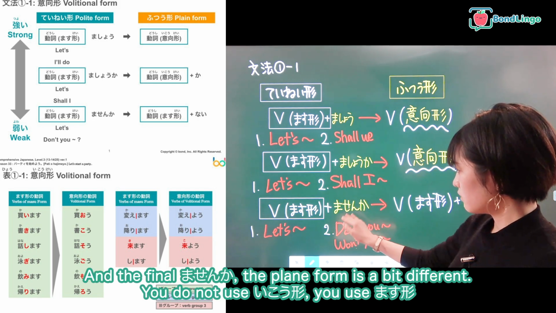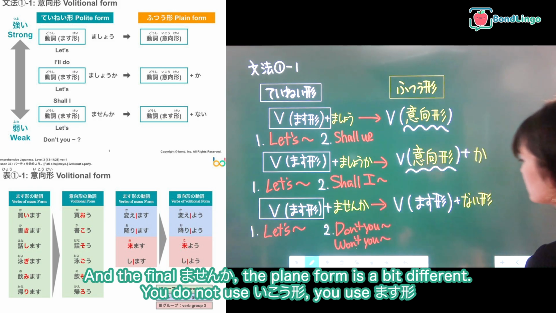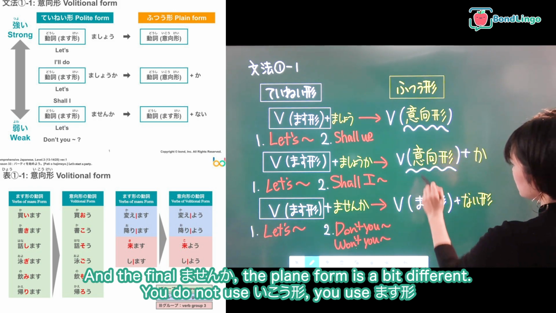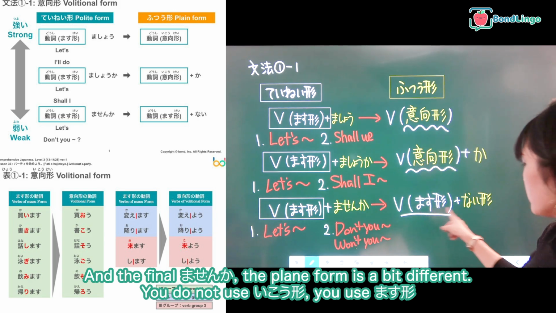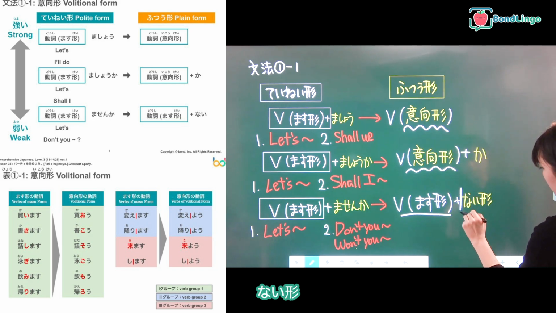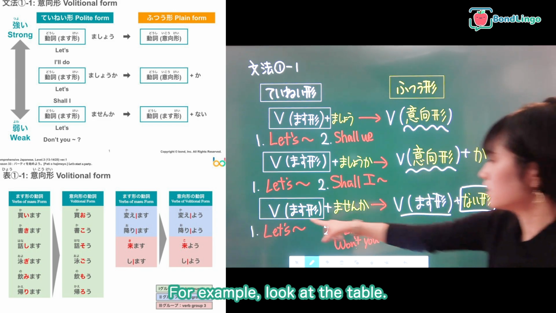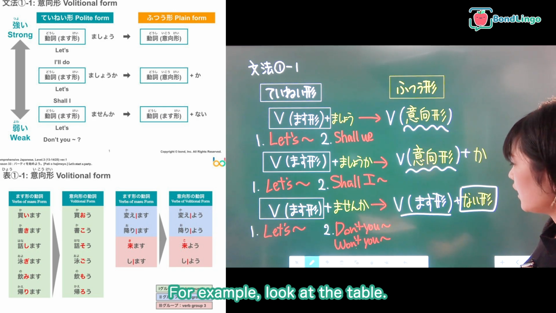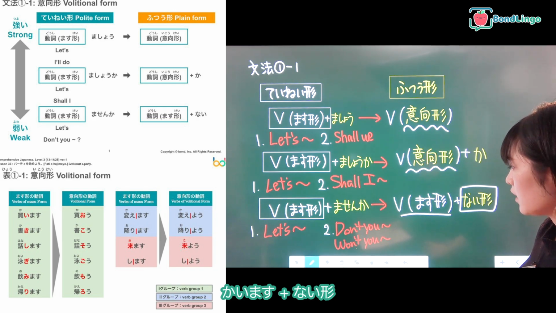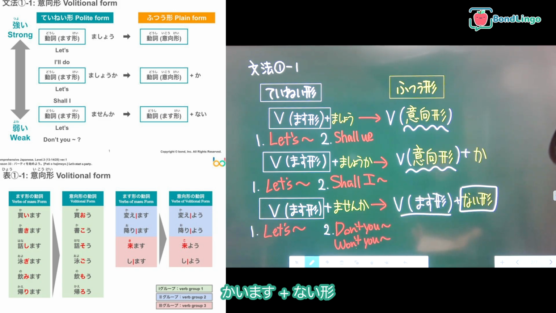And the final ませんか. ませんか, the plain form is a bit different. You do not use 意向形. You use ます形 plus ない形. Okay, ます, same thing as here. For example, look at the table, please. 買います. Okay, 買います plus ない形. Okay, ない形, do you remember ない形?